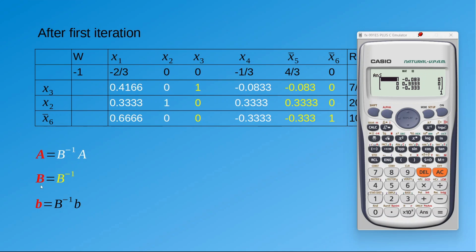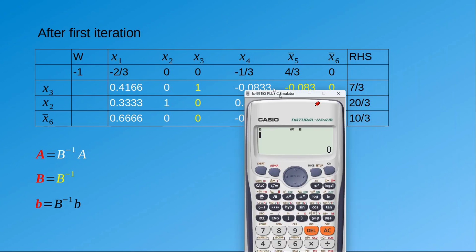Similarly, the updated B is going to be nothing but B inverse. We already have it on the calculator here and we enter it here. It's entered in yellow. And the updated small b, that is the RHS, is going to be nothing but B inverse into b. So we already have B inverse here. So let's do it once again. That is updated B here.